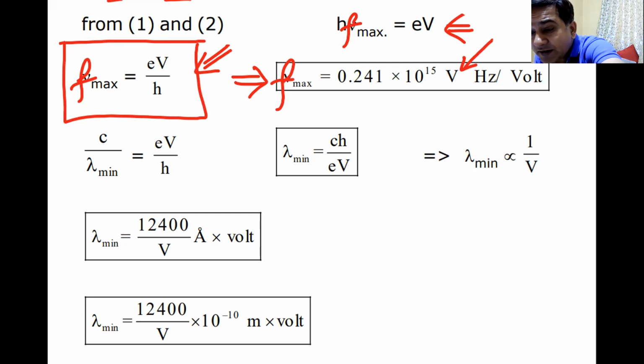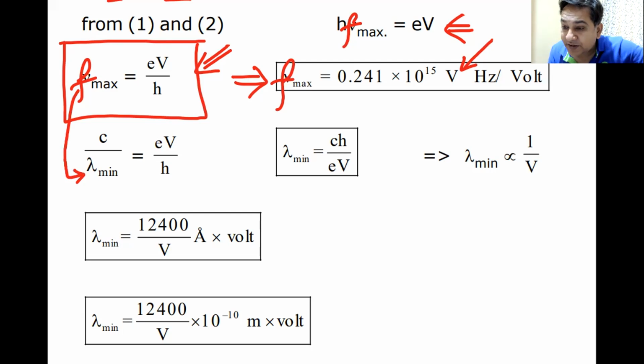So that is how you can get the value of maximum frequency. Do we understand this? If the frequency is maximum, then one thing becomes minimum. What is that minimum thing? Wavelength. Then I put the value and I get the formula for wavelength: lambda minimum is hc upon eV. Do we understand this?